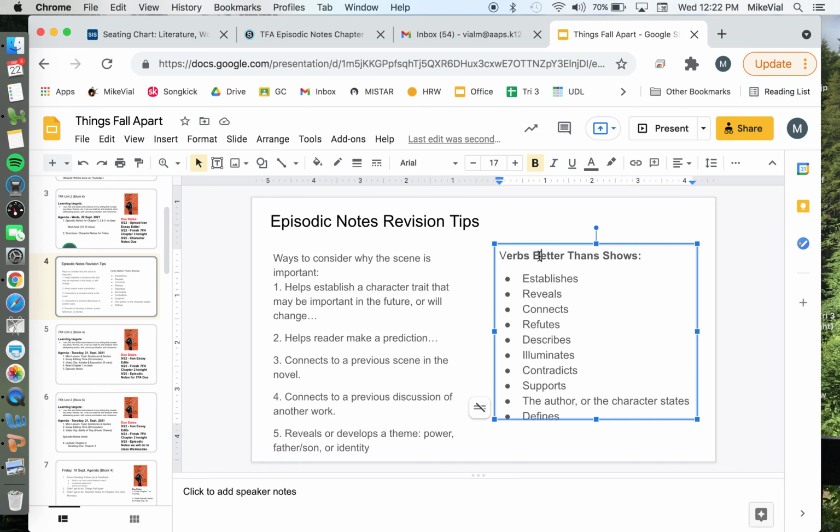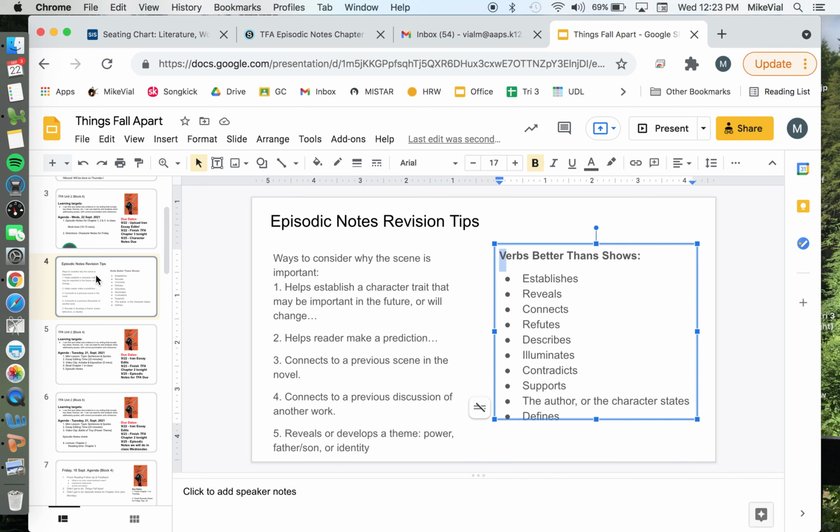Here's another thing to do in your writing for your episodic notes and your drafts of your essays later in class: use verbs that sound better than shows. Try establishes, reveals, connects, refutes, disputes, describes, illuminates, contradicts, supports, states, defines. Try to stay away from the verb shows and use a stronger verb in your note-taking.